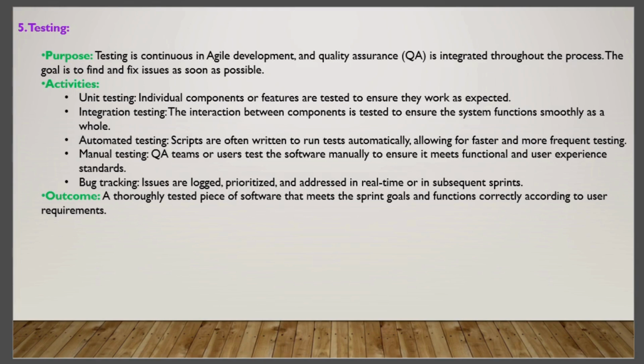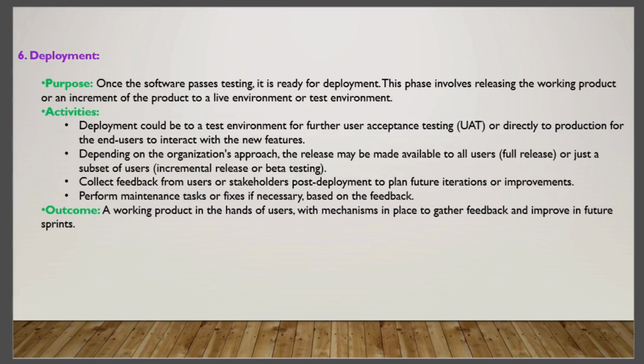The outcome in testing is a thoroughly tested piece of software that meets the sprint goals and functions correctly according to the user requirements. Sixth phase is deployment. Let's see the purpose. Once the software passes testing, it is ready for deployment.